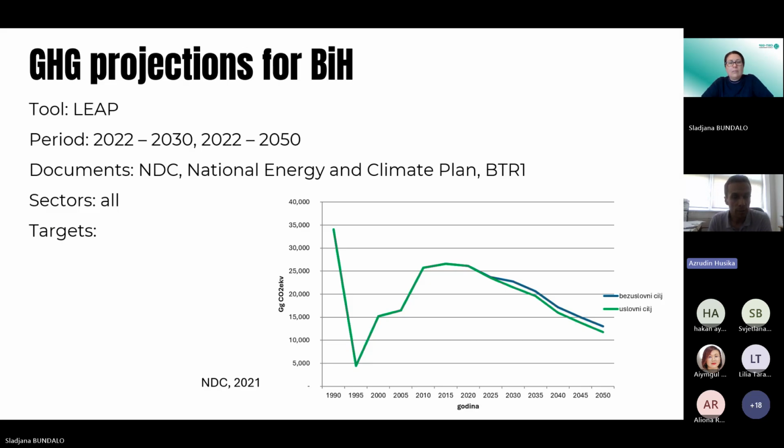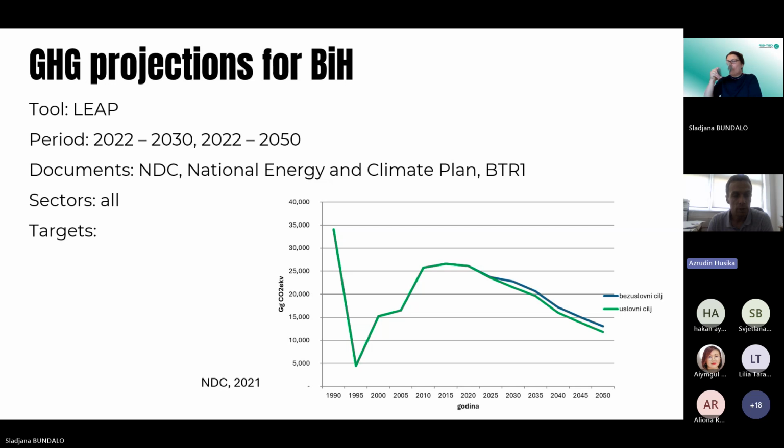documents LEAP. There are many reasons why we use LEAP. Some of these reasons we already heard from the previous presentations. We have started to use LEAP more than 1 decade ago. I think it was for the first time for the third national communication on climate change in 2012 or 2013. And since then, we gradually improved the model.